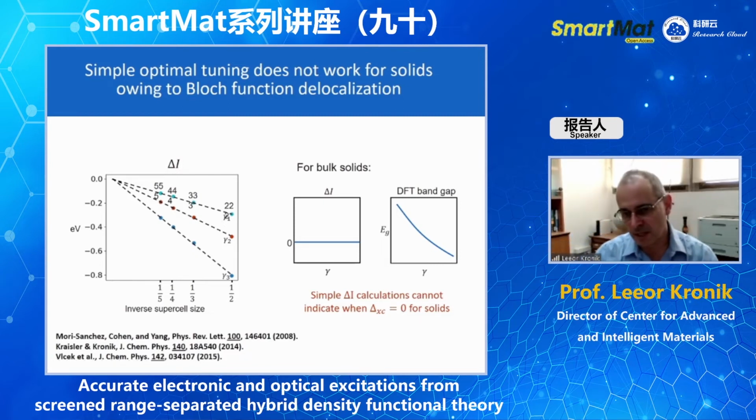But for us, that's actually a really bad thing, because if the condition is always obeyed, regardless of whether the result is good, then we have no reason to prefer one range separation parameter over another, and we cannot choose the one that produces a good gap. And here is an example of a typical bulk solid. So this delta I, the deviation from the ionization potential theorem, is 0 all the time, but the gap keeps changing if I change the range separation parameter. So there's no reason to prefer one value over another.